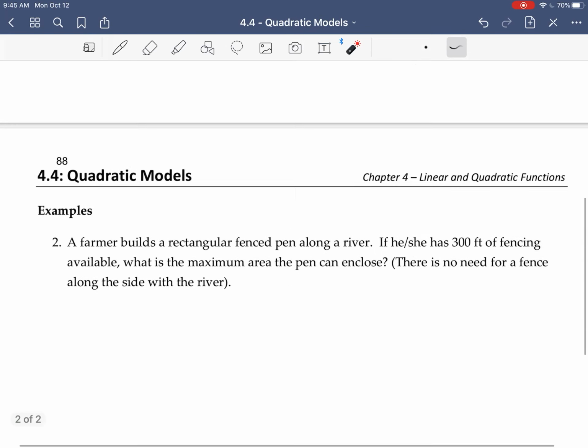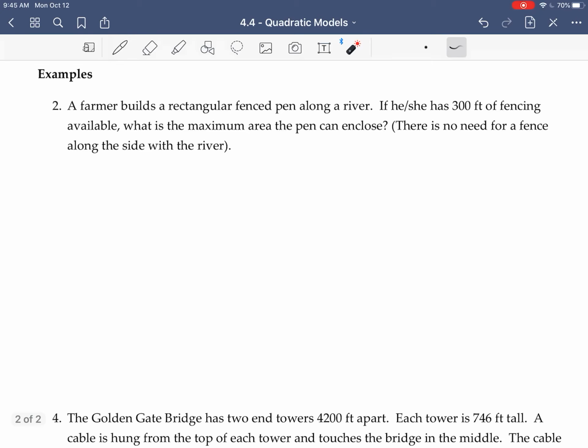Let's try one where a picture might be useful. A farmer builds a rectangular fenced pen along a river. They have 300 feet of fencing available, and they want to know what is the maximum area they can enclose. Obviously they're not going to need a fence on the riverside. Let's see our picture. On this side is the river, and then we have our rectangular pen.